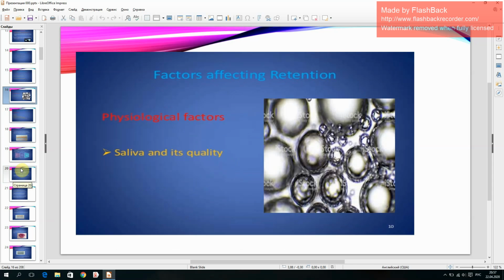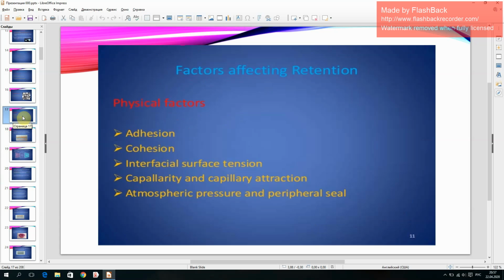Physiological factors affecting retention: saliva and its quality. Physical factors affecting retention: adhesion, cohesion, interfacial surface tension, capillarity and capillary attraction, atmospheric pressure and peripheral seal.